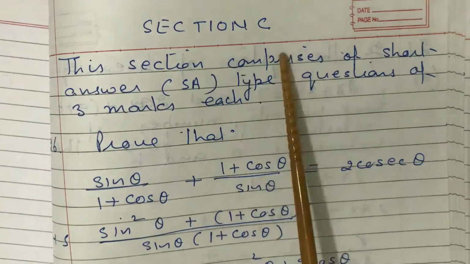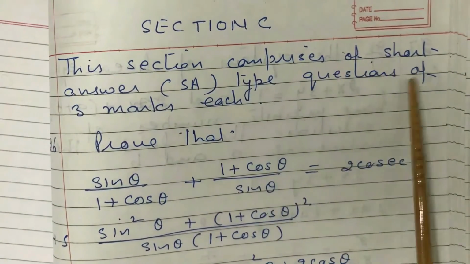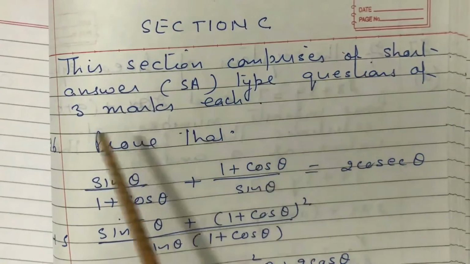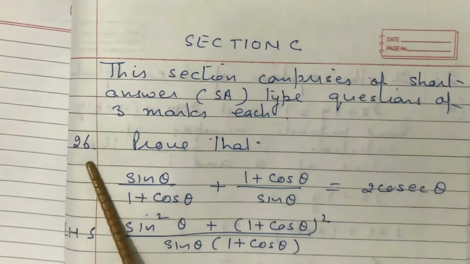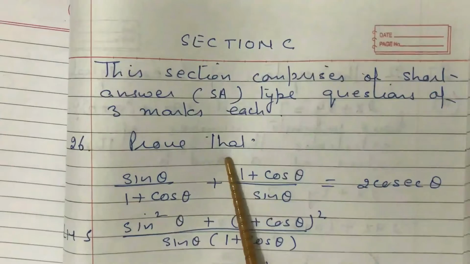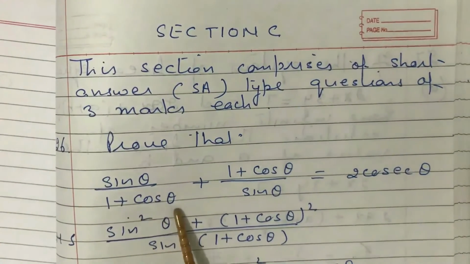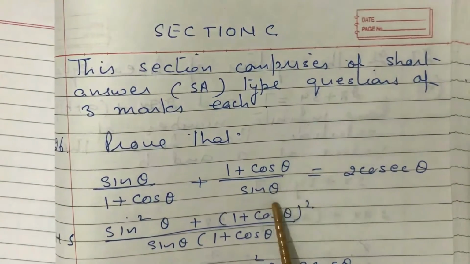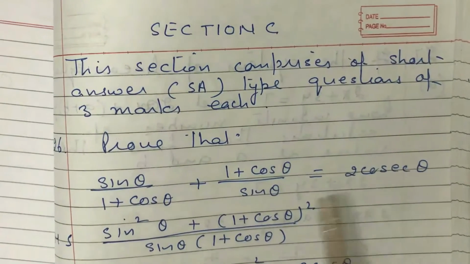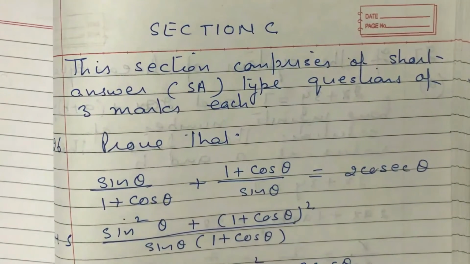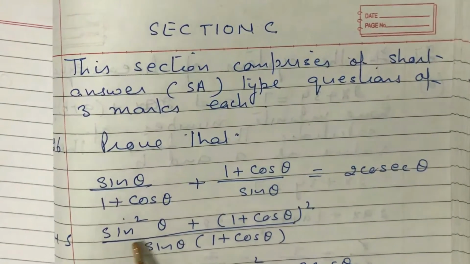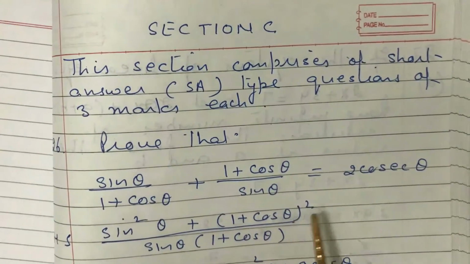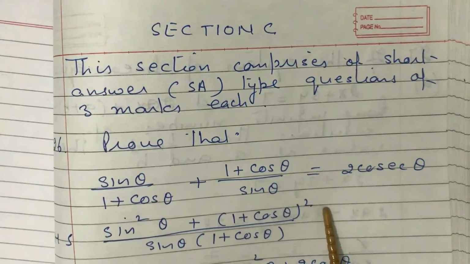Now, section C. This section comprises of short answer type questions of 3 marks each. This is question number 26. Prove that sin theta upon 1 plus cos theta plus 1 plus cos theta upon sin theta is 2 cosec theta. Take the LCM. Now, when you take the LCM, you will have sin square theta plus 1 plus cos theta whole square in the numerator.